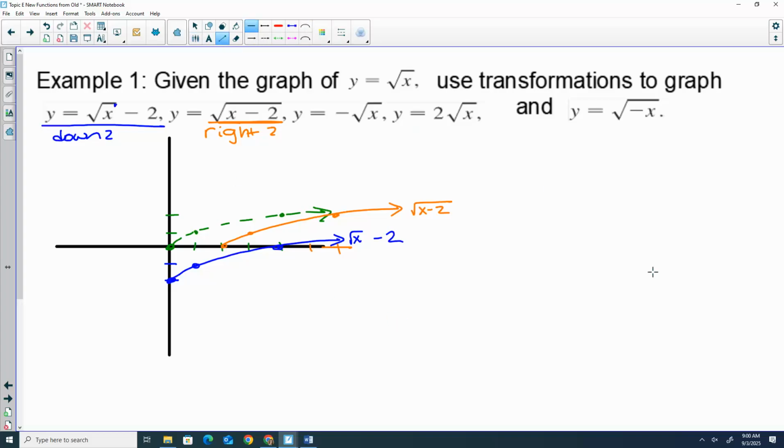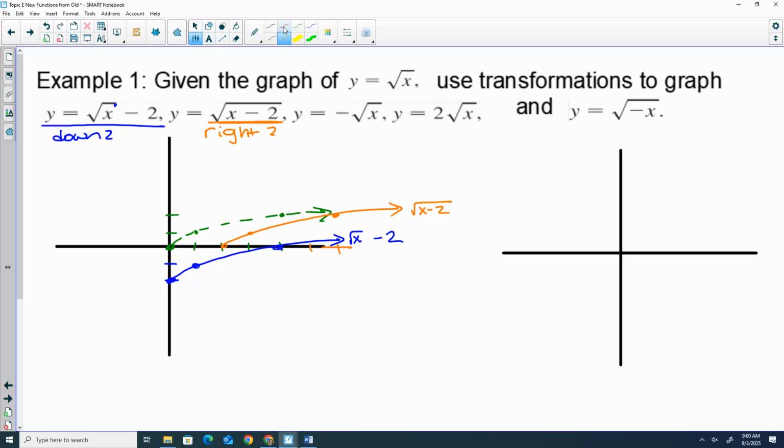You can keep doing them on the same graph if you want. If you feel like it would make more sense to you to have a new one to draw some more on, you're welcome to do that too. Still the square root graph. All right, what happens with the negative square root of x?